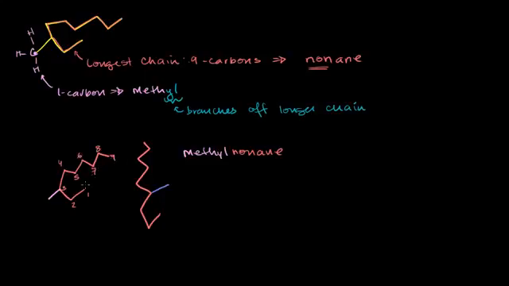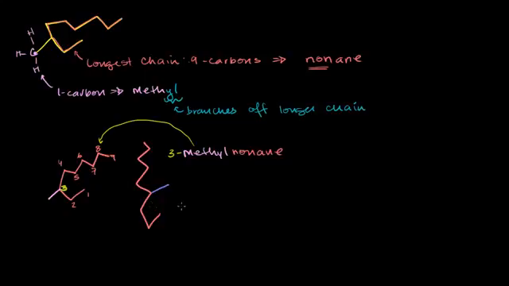So in this case, this would not just be methylnonane. This thing right here would be 3. Let me make this very clear. It would be 3-methylnonane. Because the methyl group, that one carbon, that one CH3, is attached to the third carbon on our nonane backbone. So that right there is 3-methylnonane.